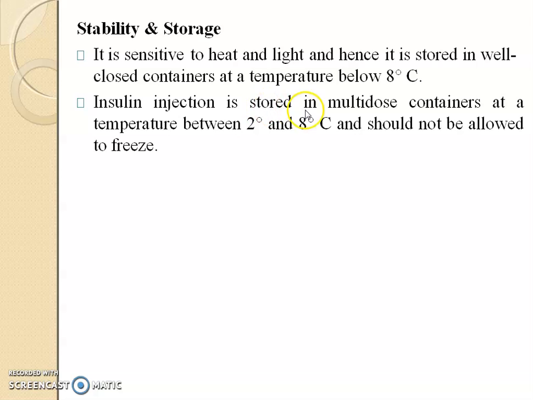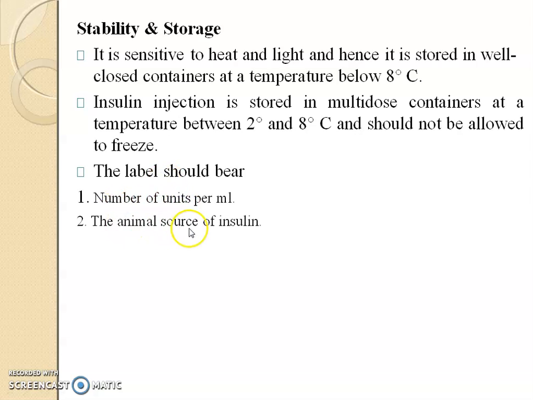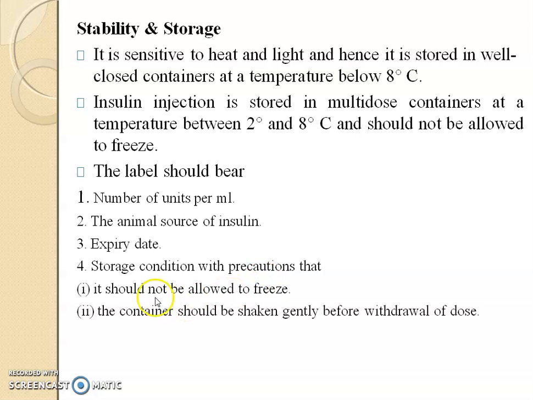Insulin injection is stored in a multi-dose container at a temperature between 2 to 8 degrees Celsius and should not be allowed to freeze. The label should bear the number of units per ml, the animal source of insulin, expiry date, and storage conditions with the precaution that it should not be allowed to freeze. The container should be shaken gently before withdrawal of a dose.